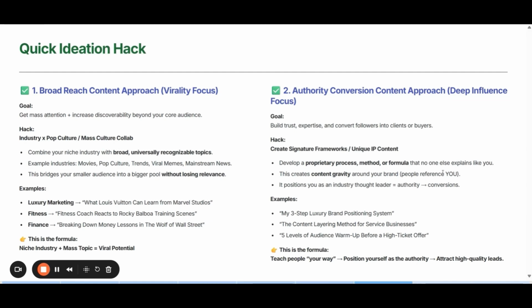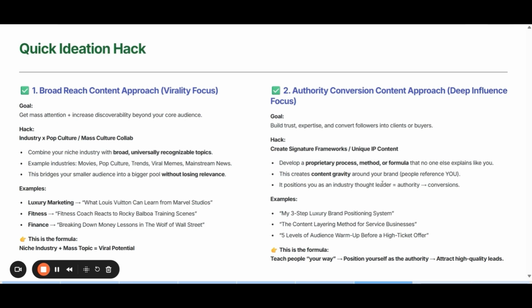Position yourself as authority and attract high quality leads. That's it. And you will see I've added some examples right here, right? My 3-step luxury brand positioning system, the content layering method for service businesses. You just make sure that you always find a better angle, a different angle from your point of view, so the audience can know you for your own style, right?